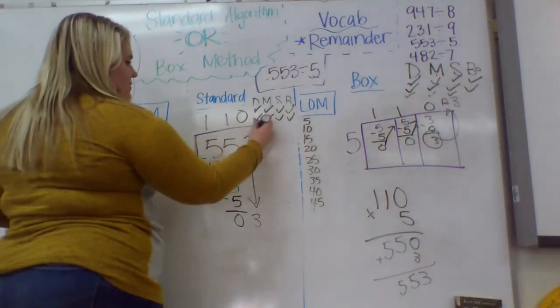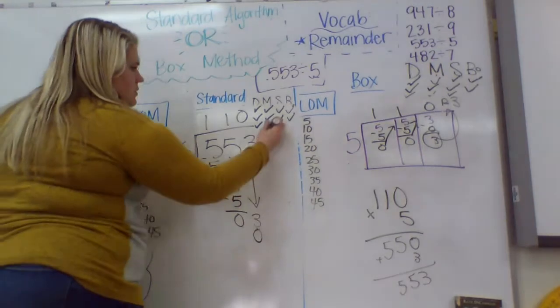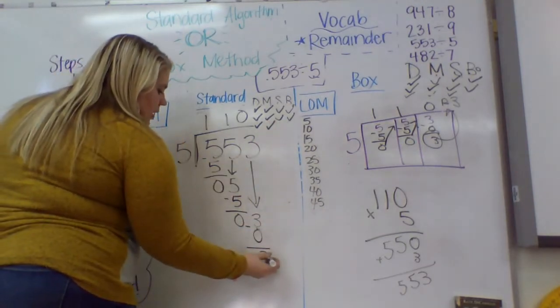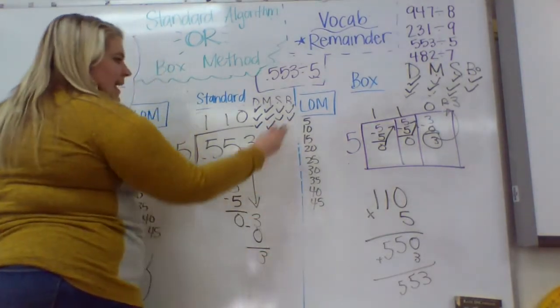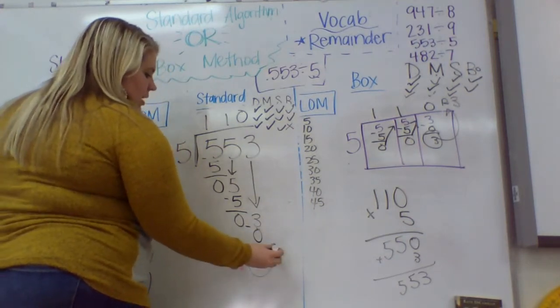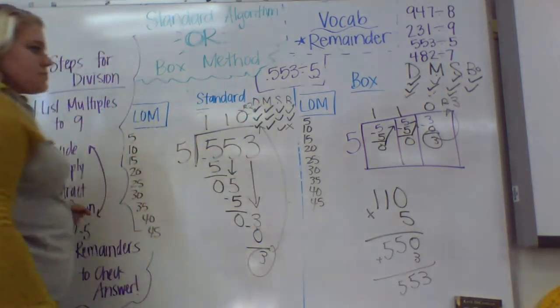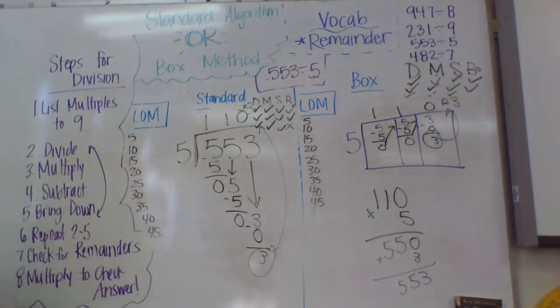0 times, so it can go in 0 times. 0 times 5 is 0. 3 minus 0 is 3. I have nothing left to bring down, which tells me that 3 is my remainder.